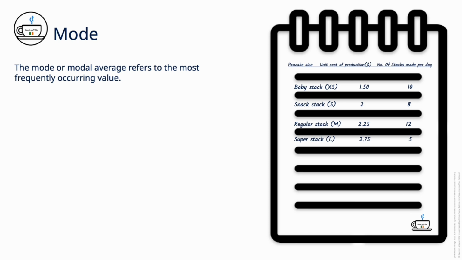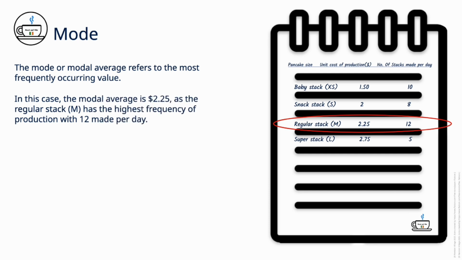Each pancake has its own unique cost, but the regular stack or the medium pancake at $2.25 is made the most times per day at 12 times. This means that the modal average is $2.25, as this cost occurs more frequently than any other in daily production.